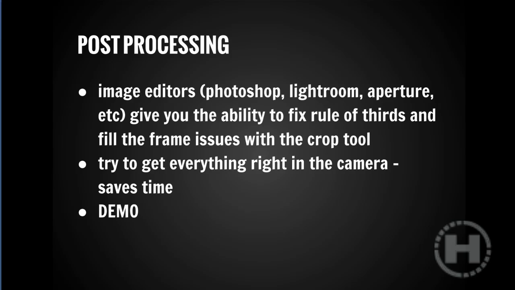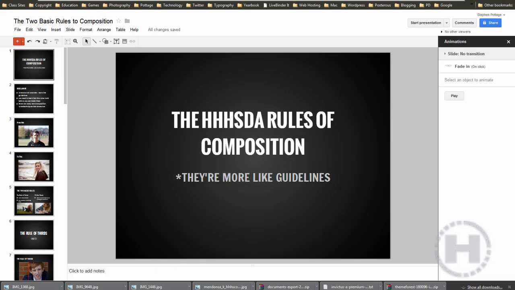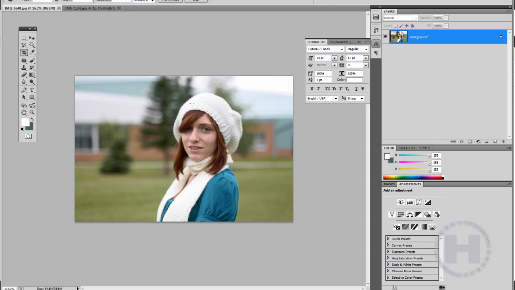So let me just do a quick demo on this, and then we'll be all done. Let's head over into Photoshop. You can see I've got an example here of a girl, and she's kind of in the middle of the frame. So let's fix that by applying the rule of thirds. A really cool thing about the crop tools in most image editors now is that they come with a built-in grid.